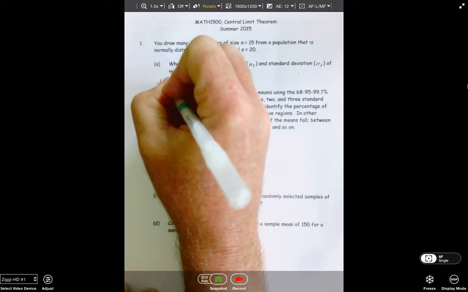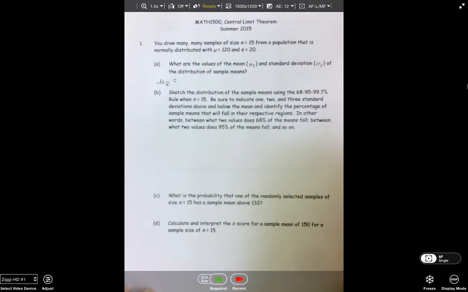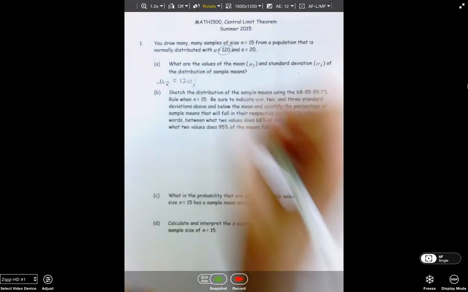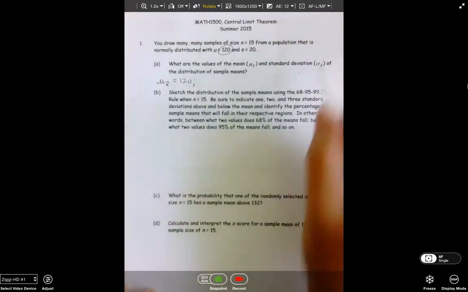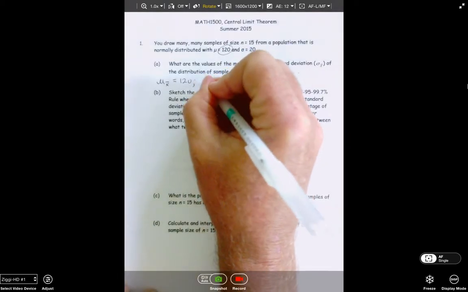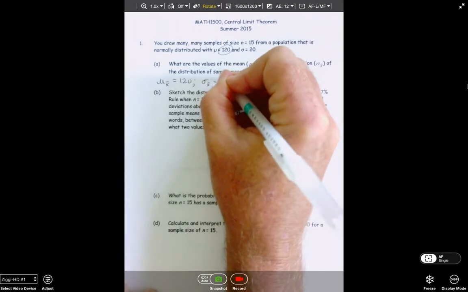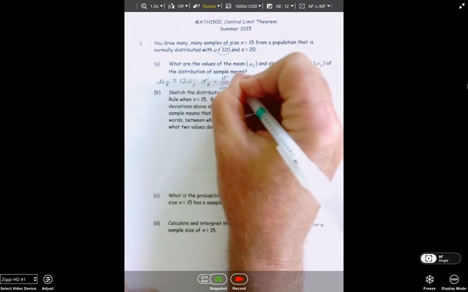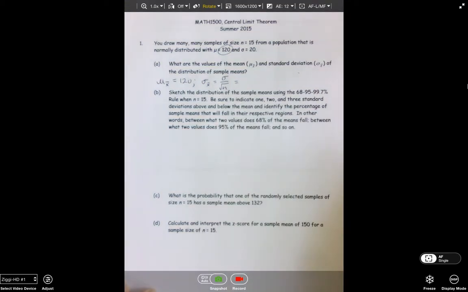Well, guys, the mean of the distribution of the sample means is going to be the mean of the population that we're drawing from. Central limit theorem tells us that. The standard deviation of the sample means is going to be the standard deviation of the population we're drawing from divided by the square root of n.